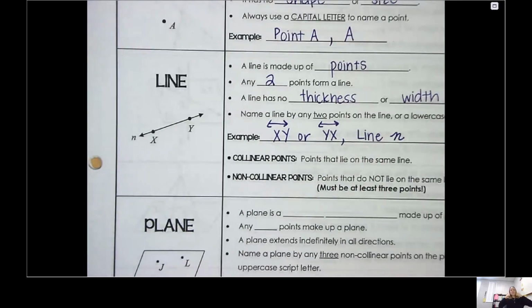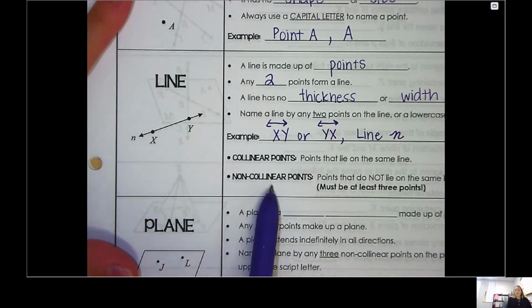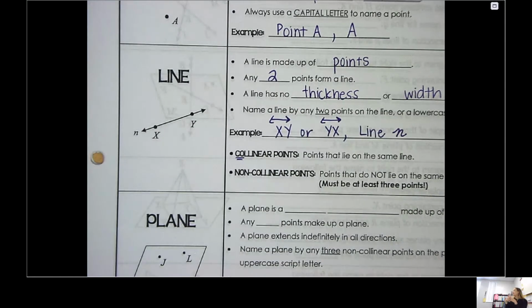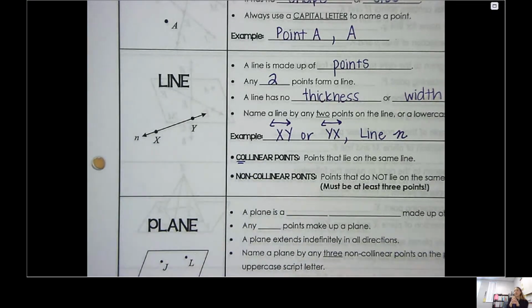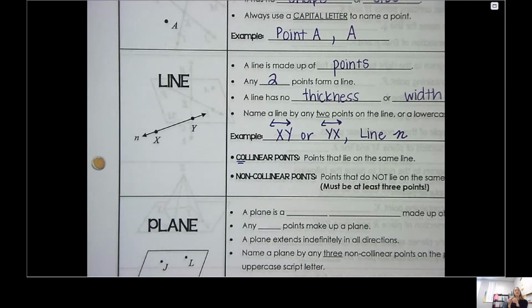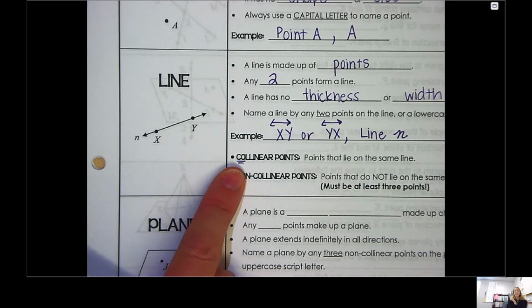Now, in this picture, when it comes to lines, you can either have collinear points or non-collinear points. Collinear, think about like if you collaborate with someone, that's CO, that means you work together. So collinear points means they're together on the same line. So if I look at this picture, are points X and Y on the same line? Yeah, there's one straight line that goes through them both. So these are considered collinear points.